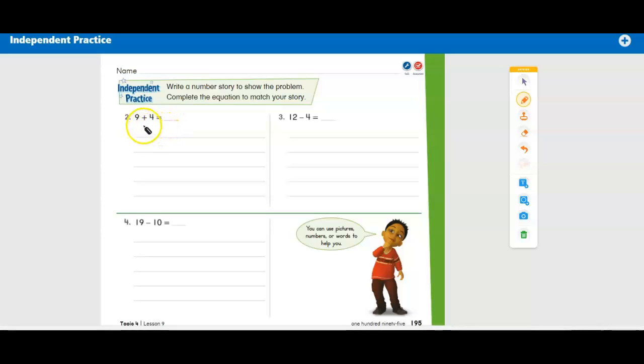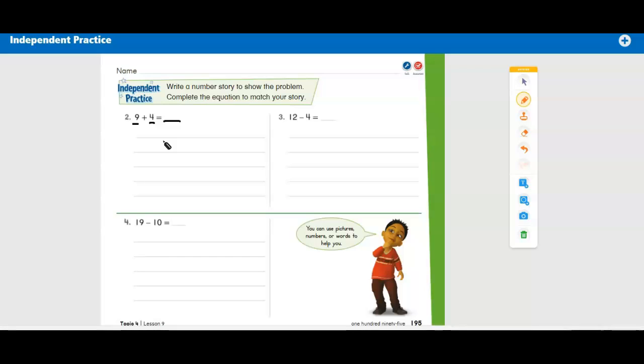So let's look at these numbers and see, do we know parts or do we know a whole? We know 9 and 4, but we do not know our whole. So we only know our parts, and are we adding or subtracting? We have a plus sign, so we are going to be adding to find our whole. So in our story problem, we would have to show the numbers 4 and 9 and how to add them together. So let's do number 2 together.